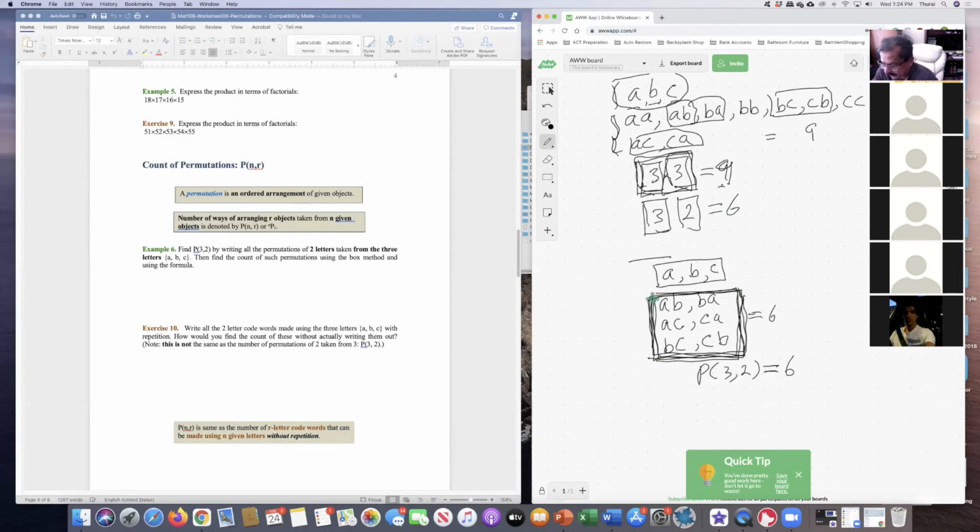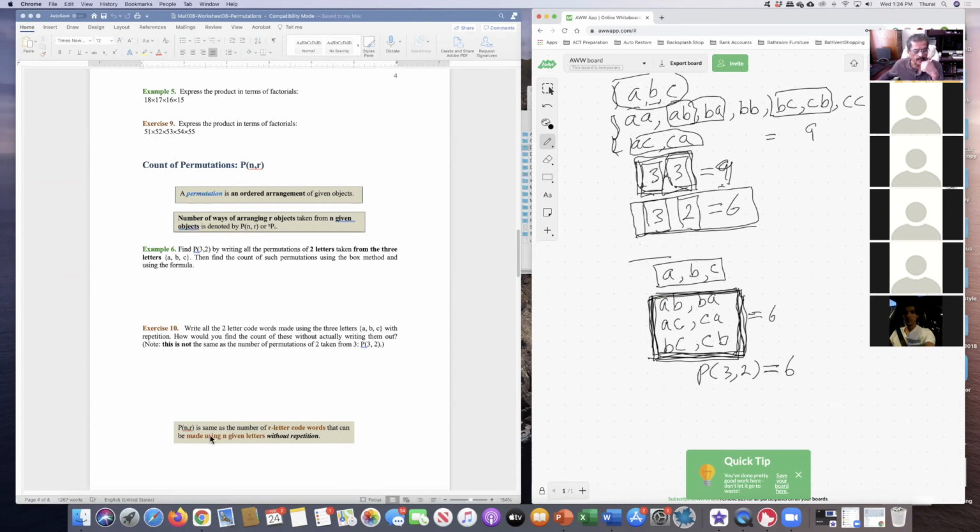So you can still use the box method, but the point I'm making here is the number of ways of arranging, number of ways of making code words without repetition is same as number of permutations. That's exactly what permutations are. So whenever the question is dealing with arrangements without repetition, that can be found by finding the permutation. So that's the point.